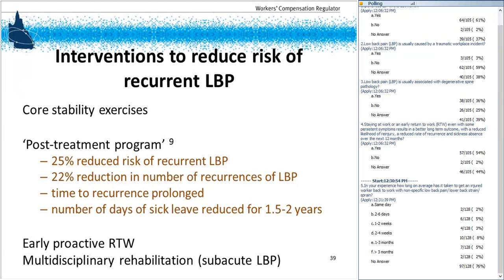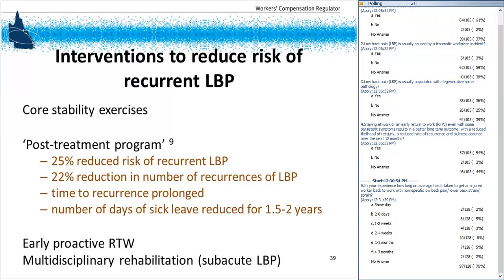So what can be done to reduce the risk of recurrent low back pain? And we go back to the evidence, and in fact, exercises are probably the only personal measure that the individual can perform that will have a consistent limited effect on the prevention of new episodes of low back pain.